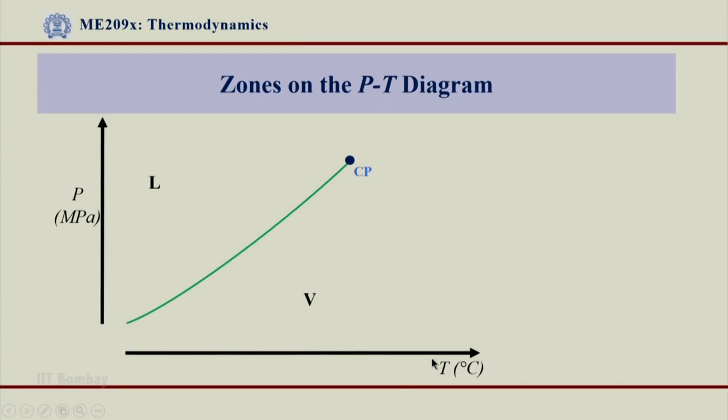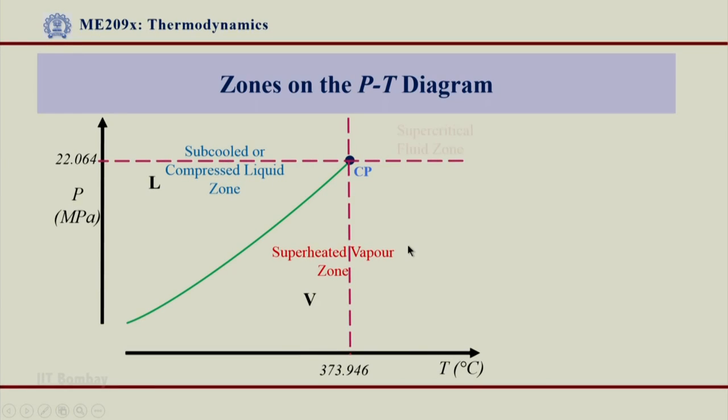As you can see, this is the pressure-temperature diagram and an LV line which goes from TP to CP. You have an L region and a V region over here. On the right side of this LV line is the superheated vapor zone, and on the left side is the subcooled or compressed liquid zone. Also, we know the critical point coordinates, and when pressure is beyond the critical pressure and temperature is beyond the critical temperature, we lie in the supercritical fluid zone as shown over here.